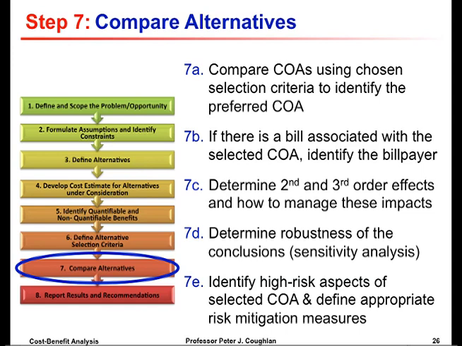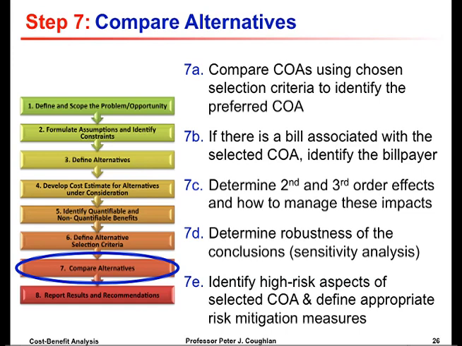Now, you'll notice, by the way, and I want to explain this when I talk about revising the process, that's a lot of stuff, when step 7 really just says compare alternatives. How is 7B identifying the bill payer for the chosen course of action? How is that comparing the alternatives? It's actually not.